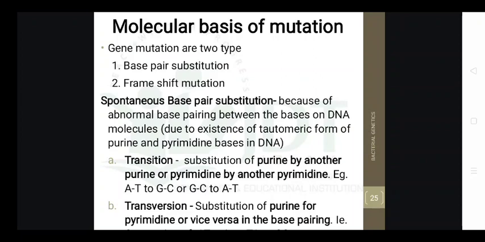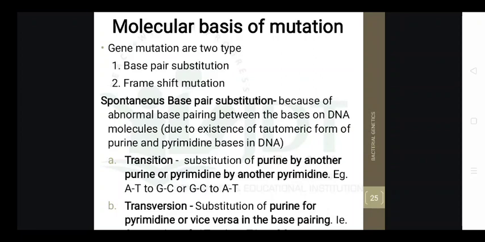According to that, the base pair substitution is again divided into transition and transversion. Transitions are the substitution of a purine by another purine, or a pyrimidine by another pyrimidine. Let's discuss the examples for transition. Adenine and thymine being replaced with guanine and cytosine is an example of transition. One purine is substituted by another purine, and a pyrimidine by another pyrimidine. Likewise, purine is replaced with purine, and pyrimidine is replaced with pyrimidine.